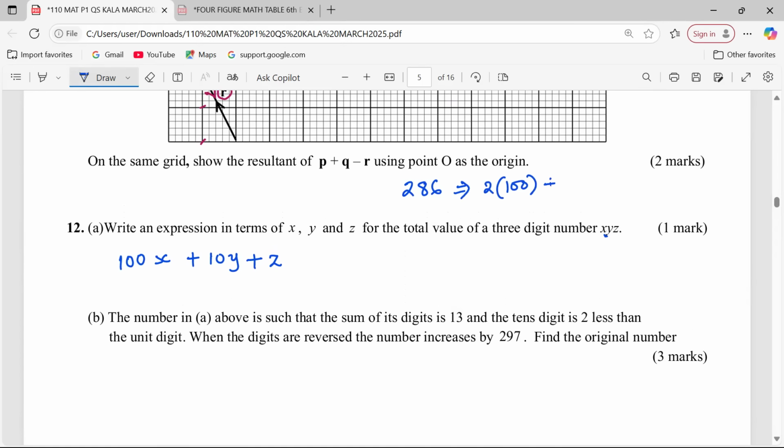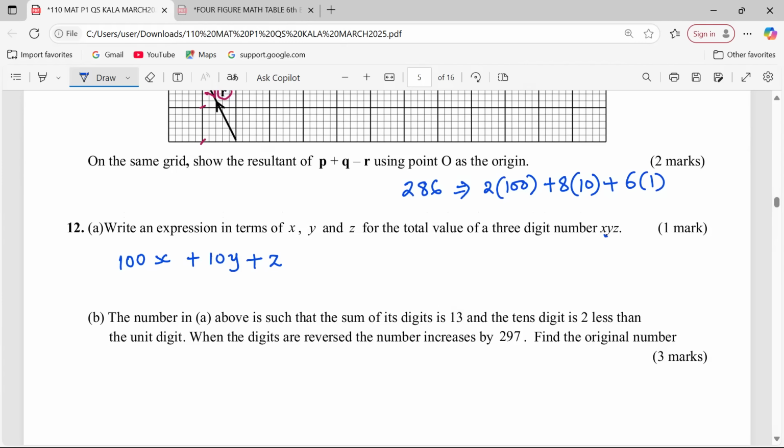Then 8 is on tens, so 8 times 10. Then 6 is in ones, 6 times 1. That's how we are getting 286, because 2 times 100 becomes 200, 8 times 10 becomes 80, and 6 times 1 becomes 6. Therefore, when you add up everything, you are getting 286.